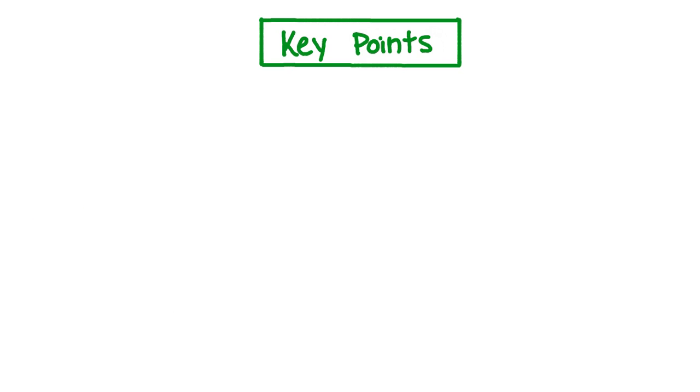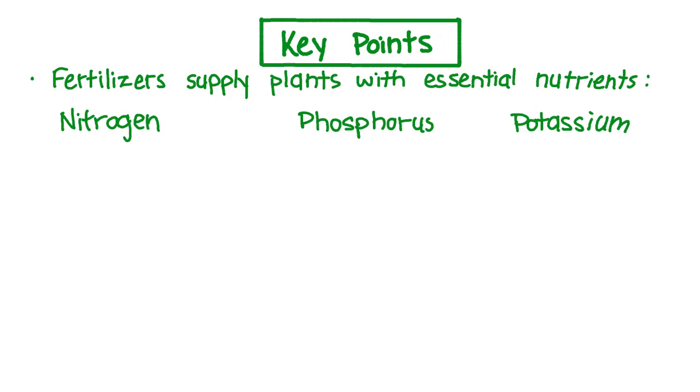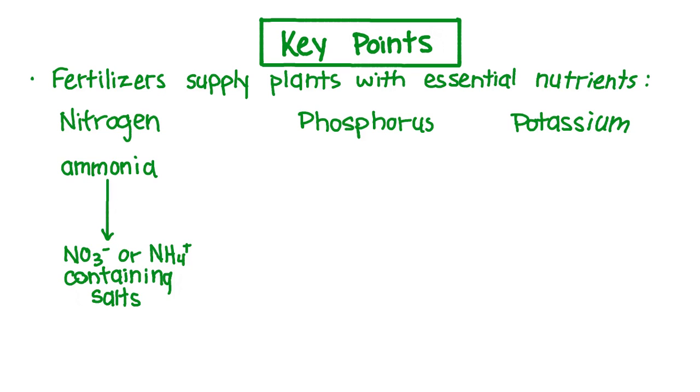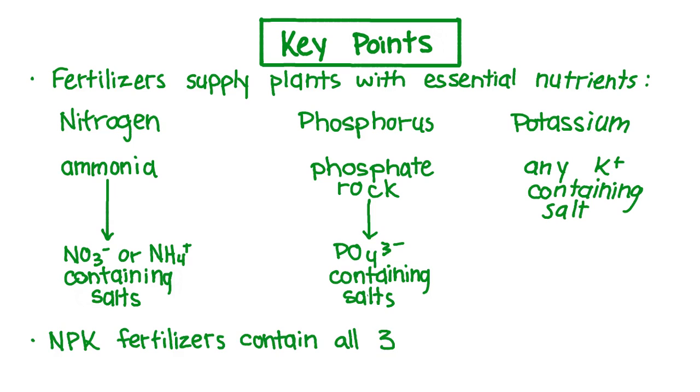Now that we've worked some problems, all that's left in this video are the key points. Fertilizers supply plants with essential nutrients. These nutrients are the elements nitrogen, phosphorus, and potassium. Nitrogen fertilizers are primarily NO3- or NH4+ containing salts made from ammonia. Phosphorus fertilizers are mainly PO4^3- containing salts made from phosphate rock. And potassium fertilizers are any potassium containing salt. NPK fertilizers contain all three of these elements.